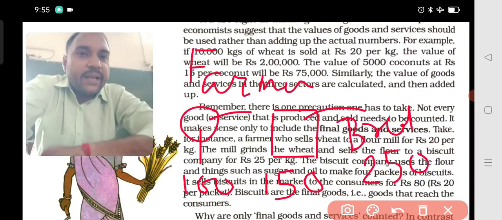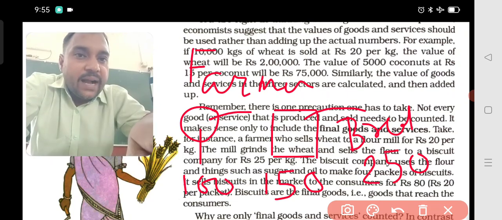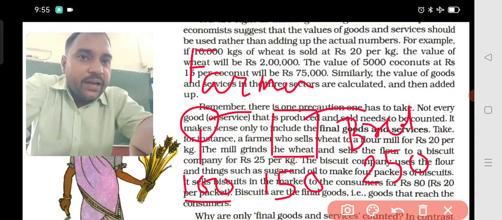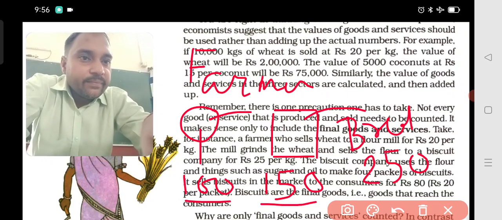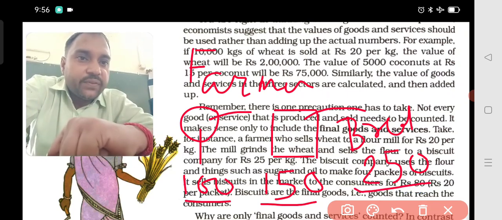I again repeat my example. किसान ने जो है गेहूं उगाया 100 रुपये का, मील वाले ने गेहूं लिया और मील वाले ने आटा बनाया, गेहूं से आटा बनाया और आटा उसने बेचा 150 रुपीज़ का. बेकरी वाले ने आटा खरीदा, and the baker made the bread and sold the bread for rupees 250.